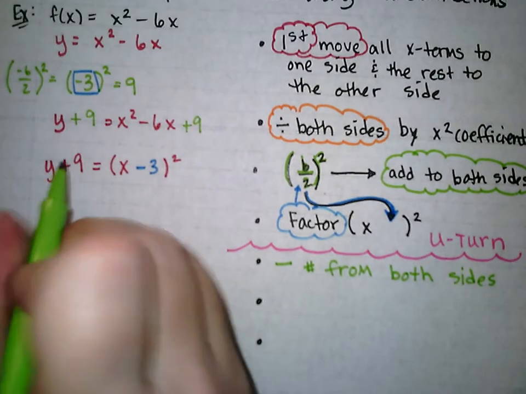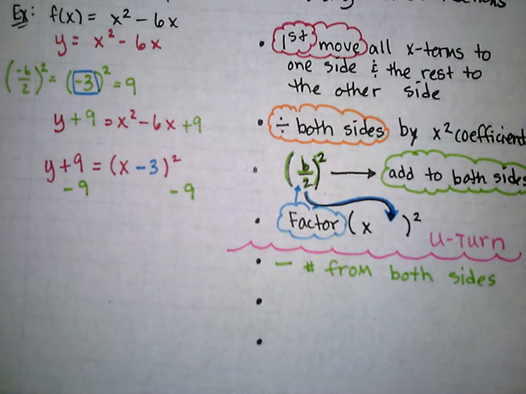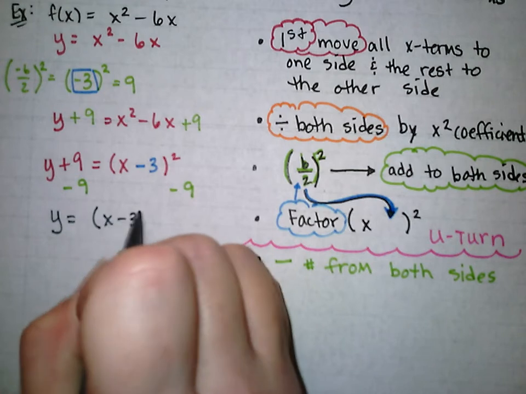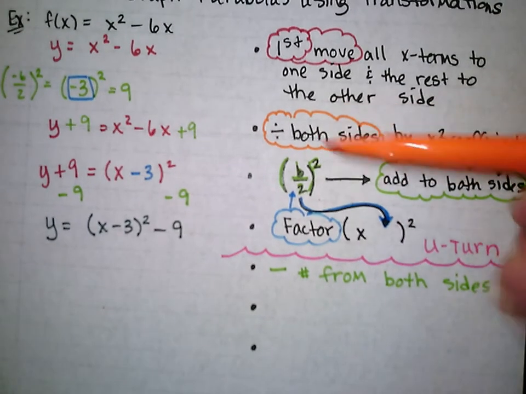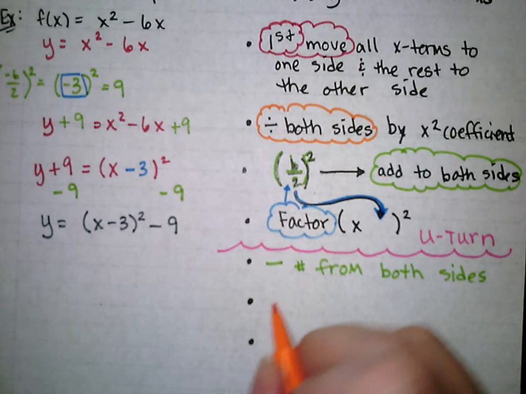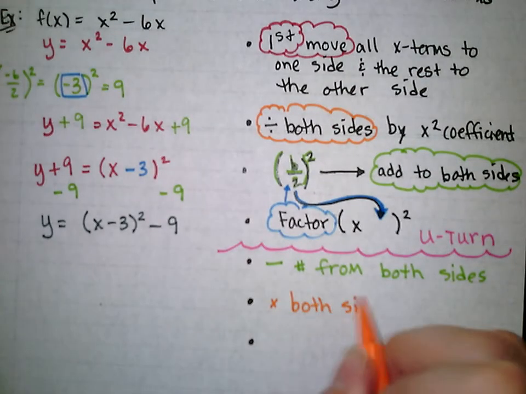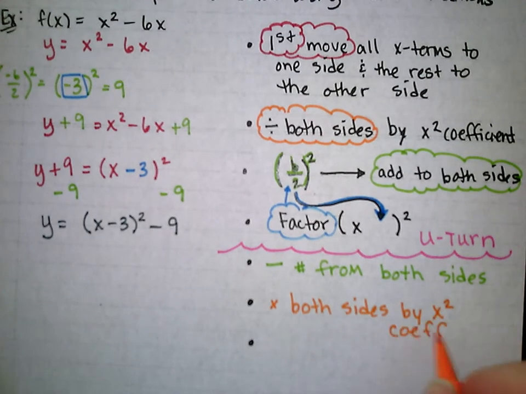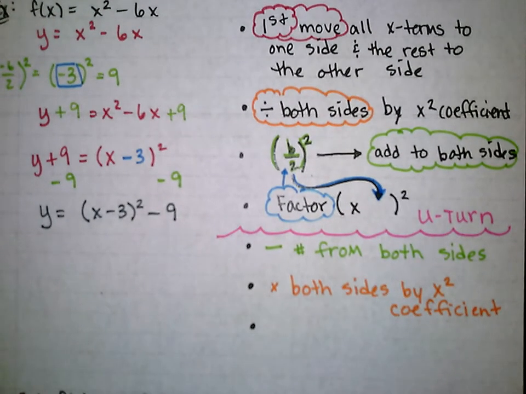So that's that 9. I'm going to subtract 9, subtract 9. So now I have y equals x minus 3 squared minus 9. And then the next thing I would undo is dividing that number from both sides. So I would multiply both sides by that x squared coefficient. But remember, on this problem, that coefficient was 1, so we don't need to worry about that.